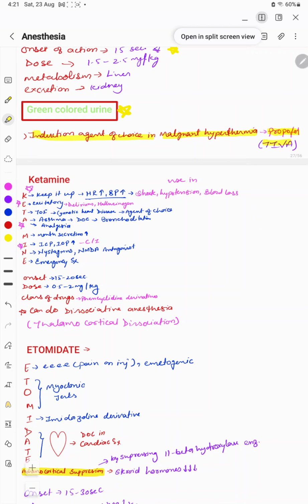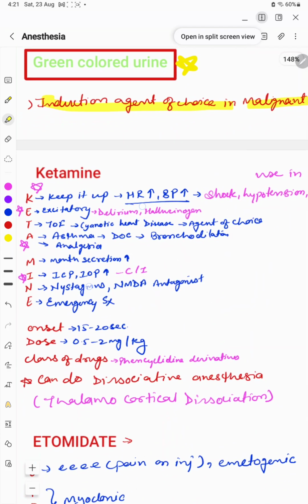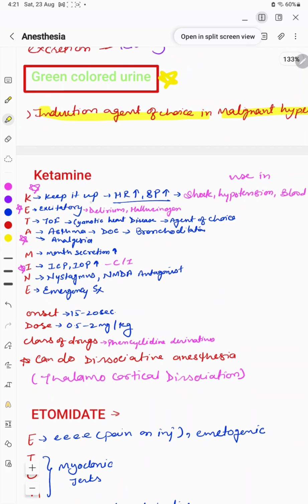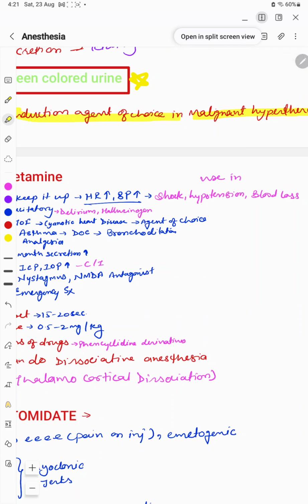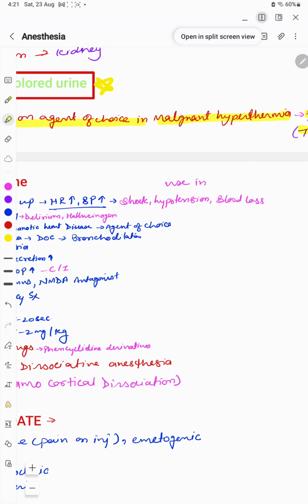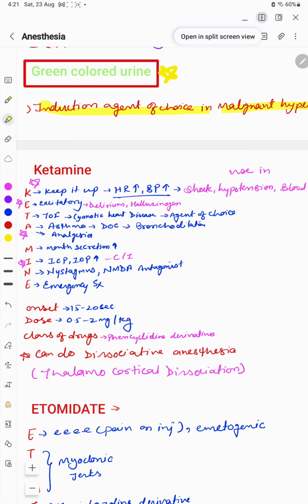Now ketamine. I told you ketamine works on the NMDA receptor. We can remember from KETAMINE: K is for keep it up. Heart rate increases, blood pressure increases, so it is used in shock, hypotension, and blood loss. E means excitatory: delirium and hallucinogen.